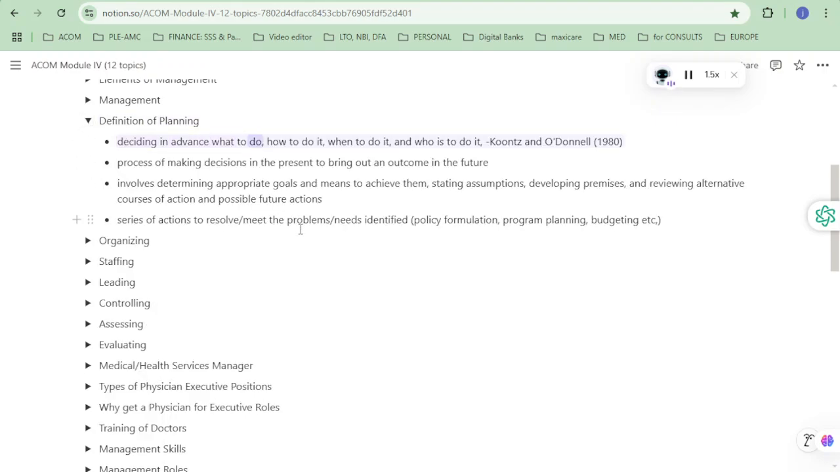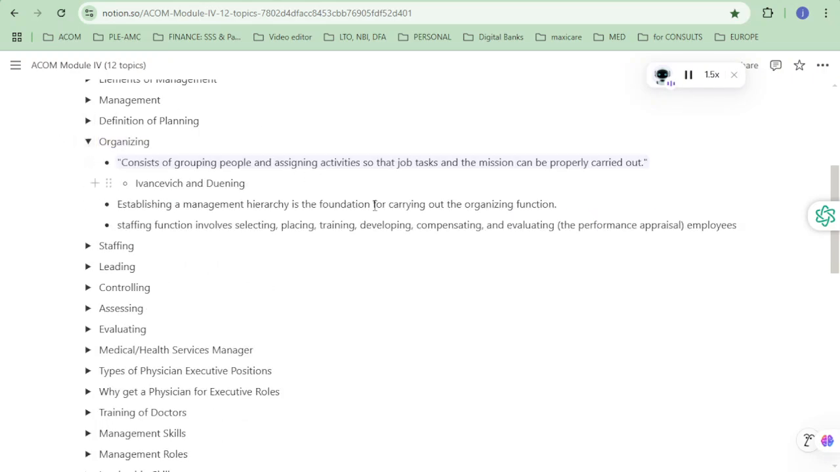Definition of planning: deciding in advance what to do, how to do it, when to do it, and who is to do it. Koontz and O'Donnell, 1980: process of making decisions in the present to bring out an outcome in the future. Involves determining appropriate goals and means to achieve them, stating assumptions, developing premises, and reviewing alternative courses of action and possible future actions. Series of actions to resolve or meet the problem or needs identified, policy formulation, program planning, budgeting, etc.